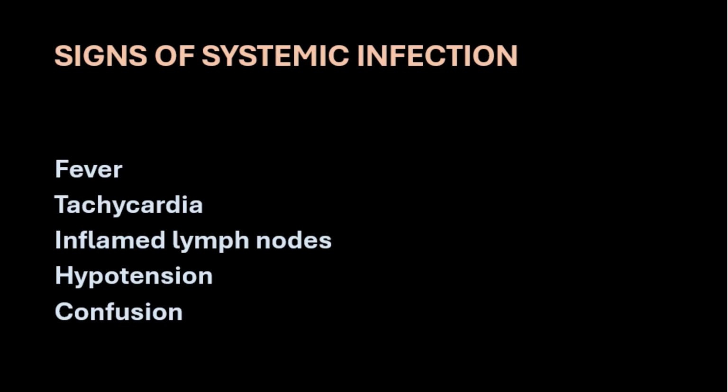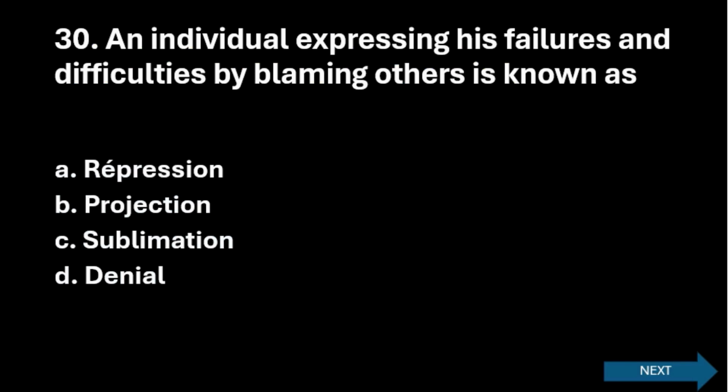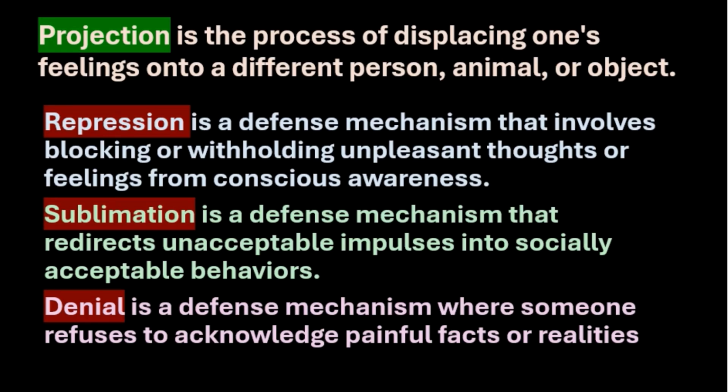Next question. An individual expressing his failures and difficulties by blaming others is known as option A, repression, option B, projection, option C, sublimation, option D, denial. So here which defense mechanism is working? The right option is option B, projection. Let us see the details of this defense mechanism. Projection is the process of displacing one's feeling into a different person or animal or object.